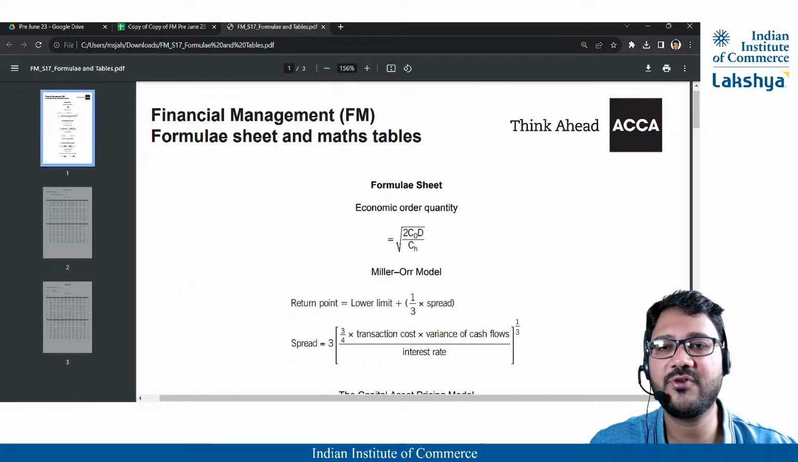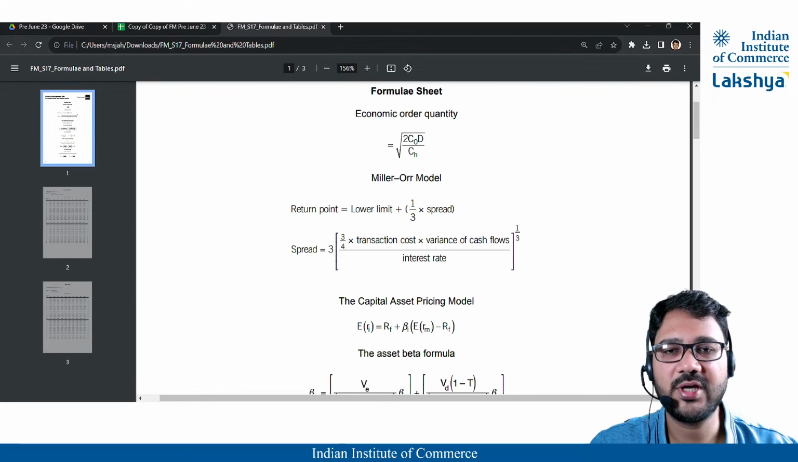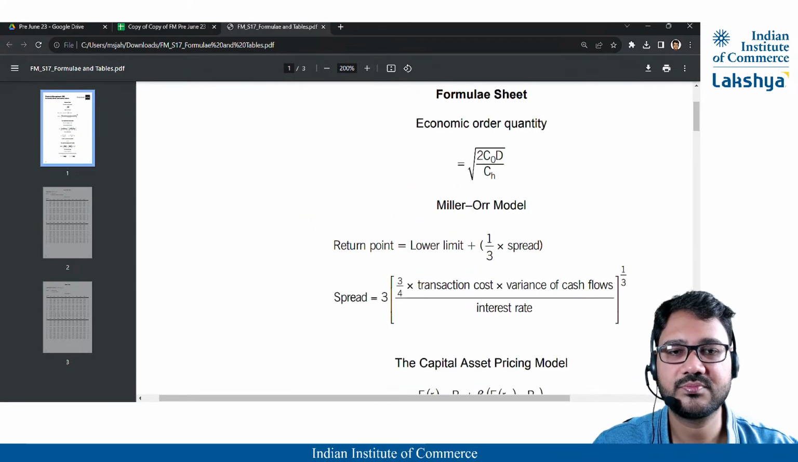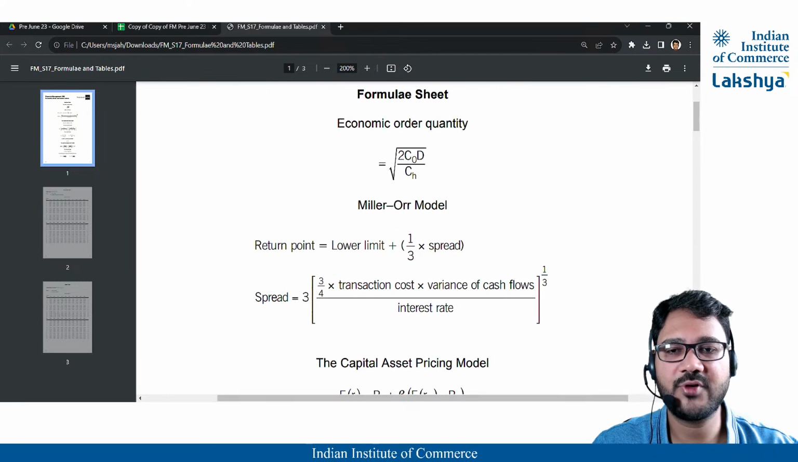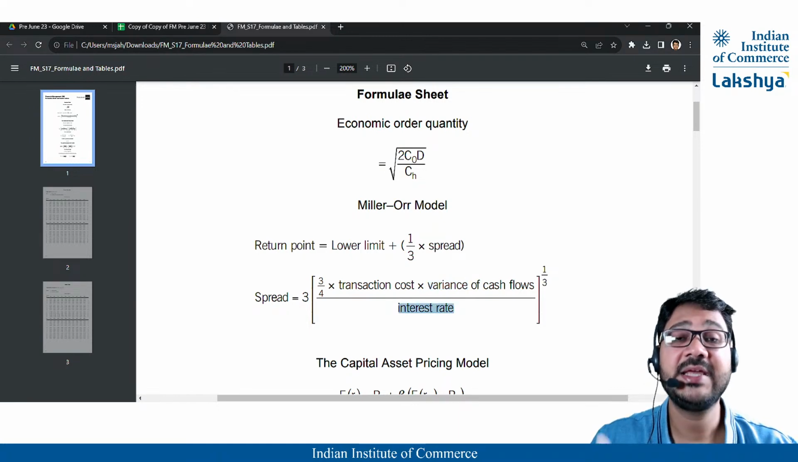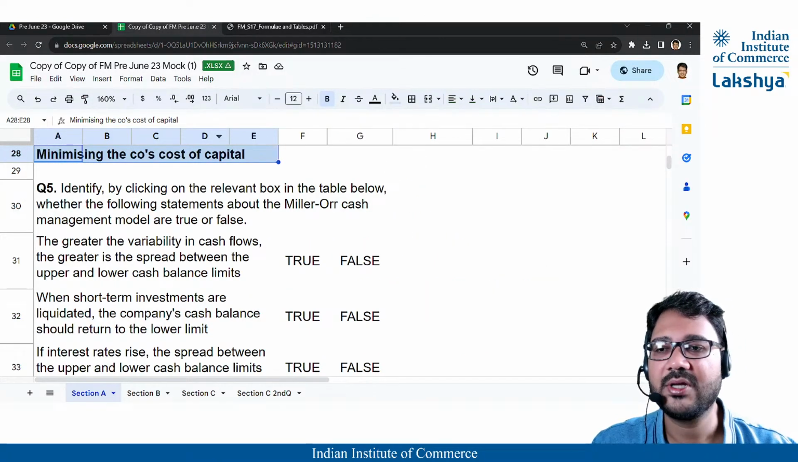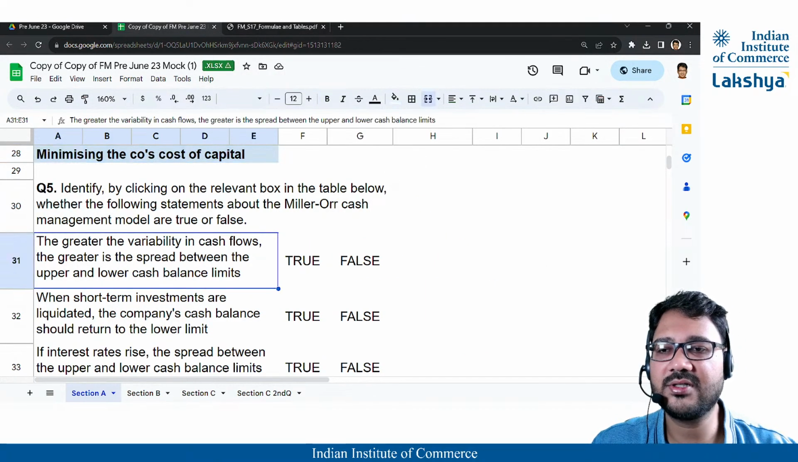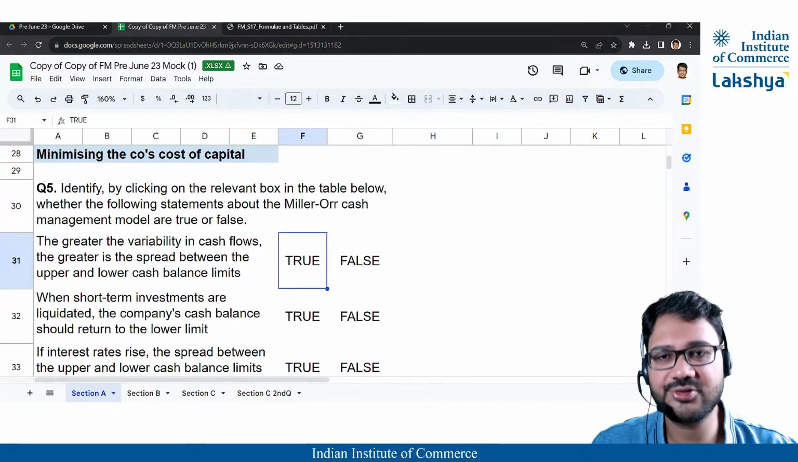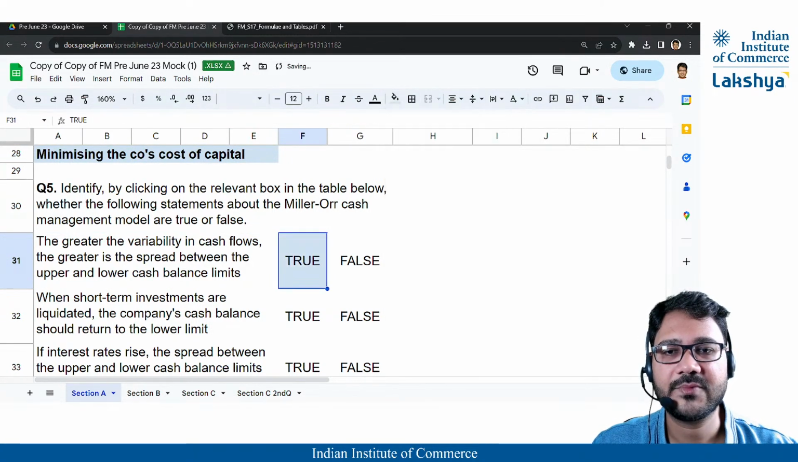Now we have the formula for Miller-Orr available over here. Let me just zoom this in. So this is the Miller-Orr formula. Now about the spread, and they were talking about variance or variability. So variance and spread have a direct correlation, because it's in the numerator. Anything in the numerator will have a direct correlation. Anything in the denominator will have an inverse correlation. So greater variability would be greater spread, true. So we can mark this.